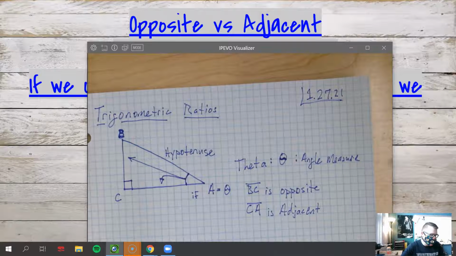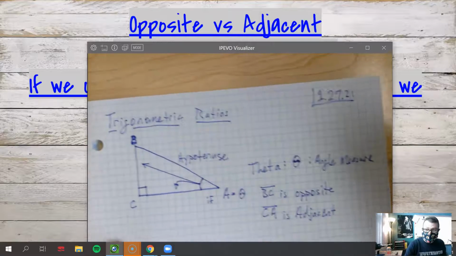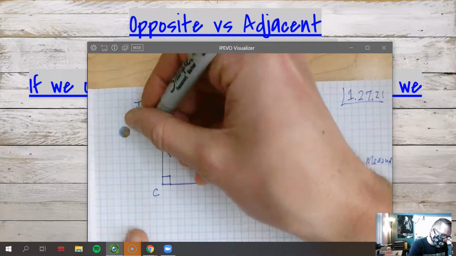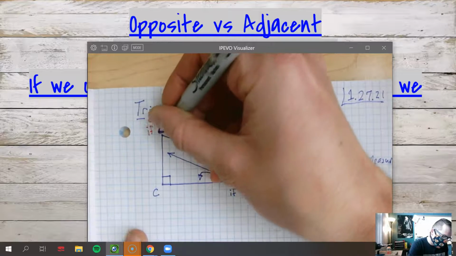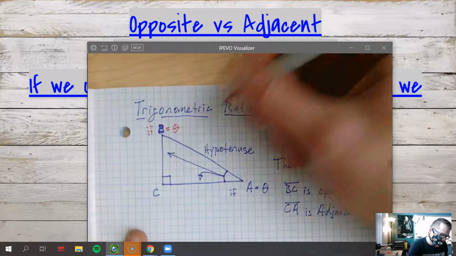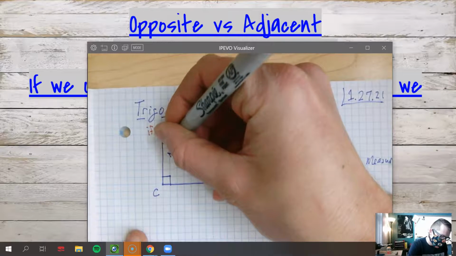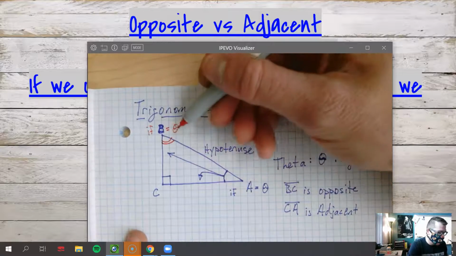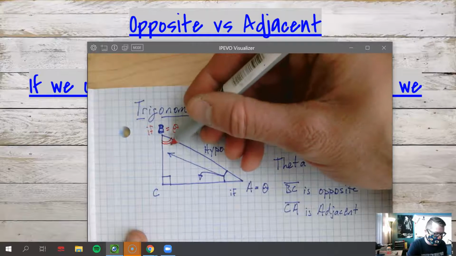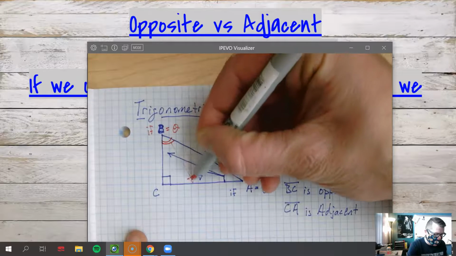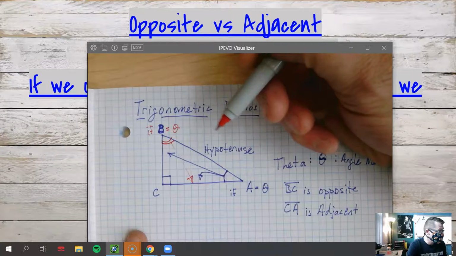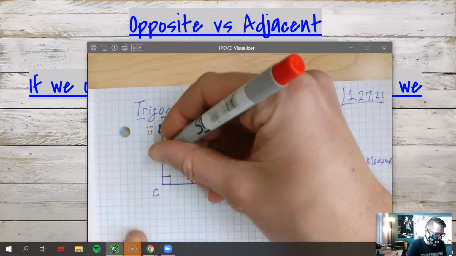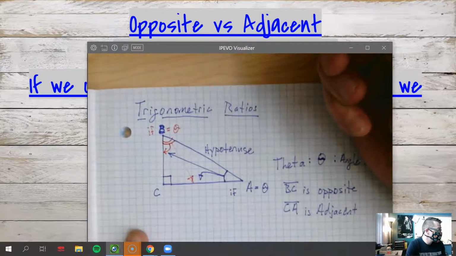So here's the tricky part, though. And I'm going to change colors, and if you don't change colors, I would not write this down. If B was our theta, our opposite would now be the AC. And our adjacent would be the BC.